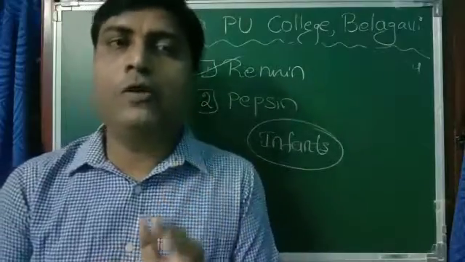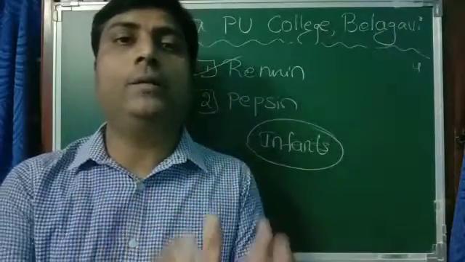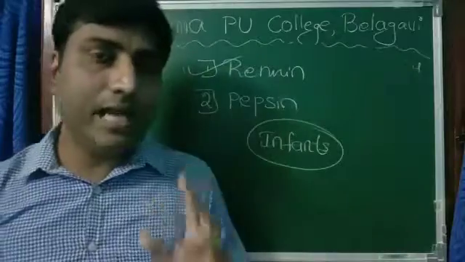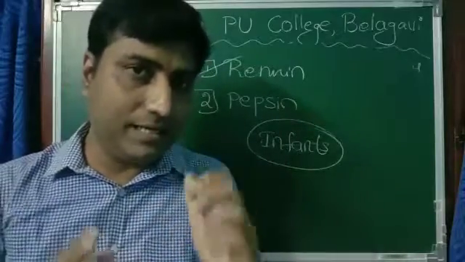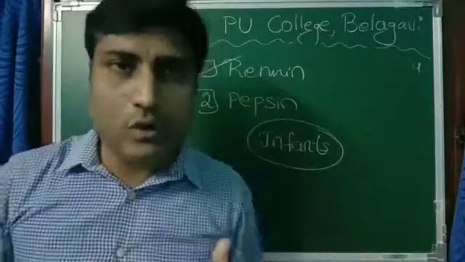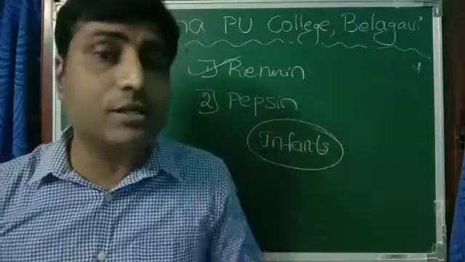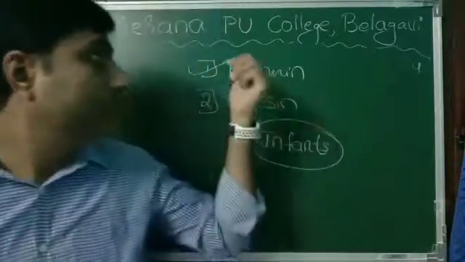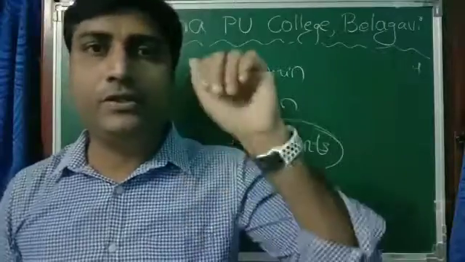And what is the main food of a small baby? They are totally dependent on milk. So this renin helps to digest that milk in case of a small baby, and slowly when the baby grows and starts consuming some other kind of food, the secretion of renin stops.